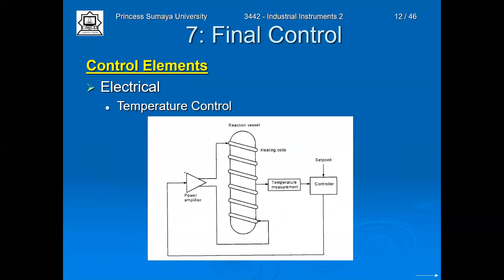We have another example of an electrical final control element. In this case, we have a temperature control. We have this temperature sensor and temperature measurement here. We have the controller, the set point, the PV value, and the MV value here. And we have this power amplifier. The power amplifier will amplify the signal to give large current to the heating coils. So this is our actuator in this case, an electrical actuator.